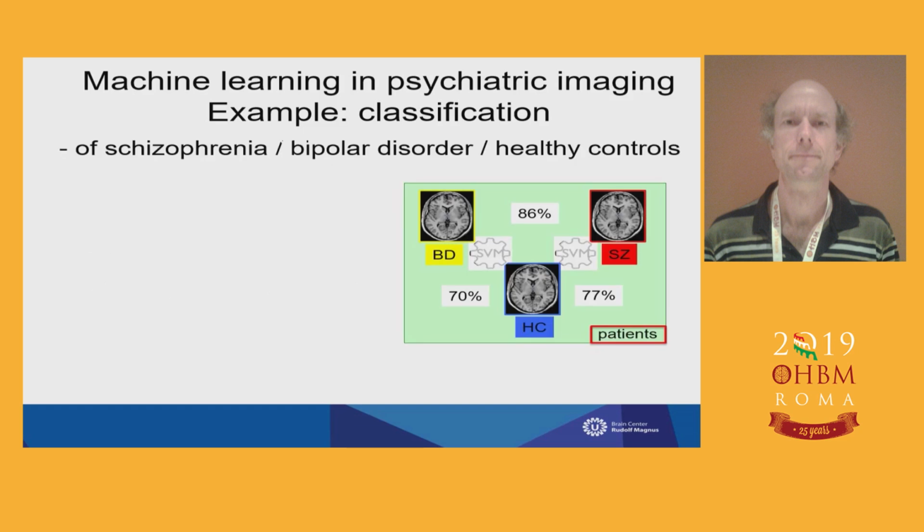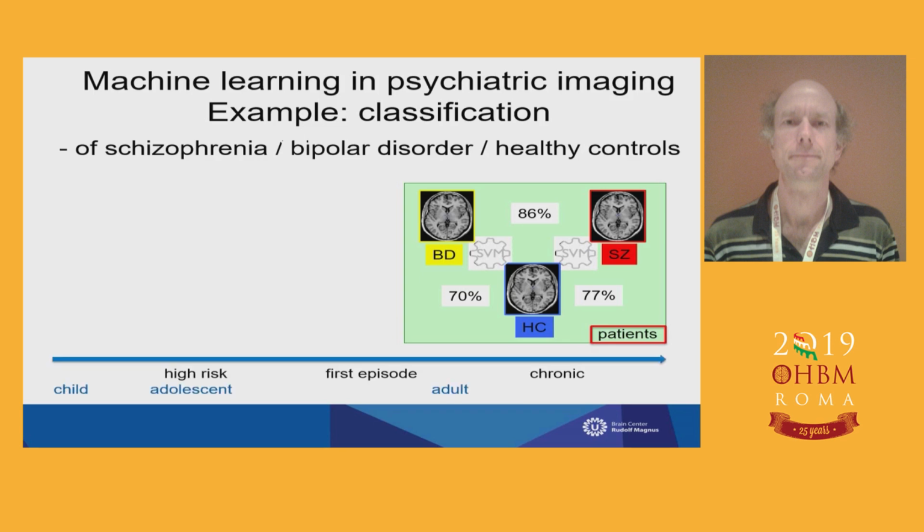So, for example, you can try to classify people based on their image in three categories: healthy subjects, bipolar disorder, or schizophrenia. We have done that in our data set, and you can reach reasonable prediction accuracies depending on which two categories you want to discriminate from each other. You can reach accuracies between 70 and 86%. It's not bad, but far from perfect.